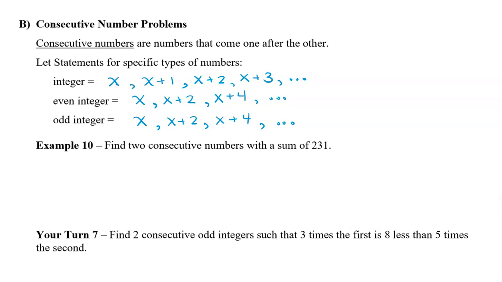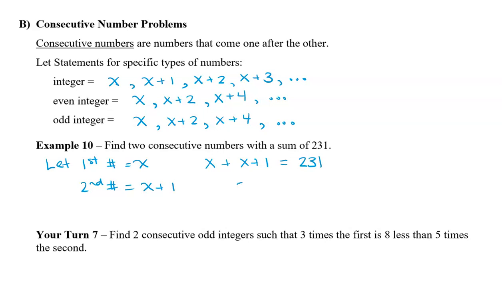All right, let's take a look at an example. Find 2 consecutive numbers with a sum of 231. We're going to assume that these are integers. So we're going to go: let first number equal x. Let the second number equal x plus 1. So we're just assuming they're integers. It says find 2 consecutive numbers, which we have written in our let statement, with a sum. So we're going to add these 2 numbers, x plus x plus 1, and that will give me a sum of 231.